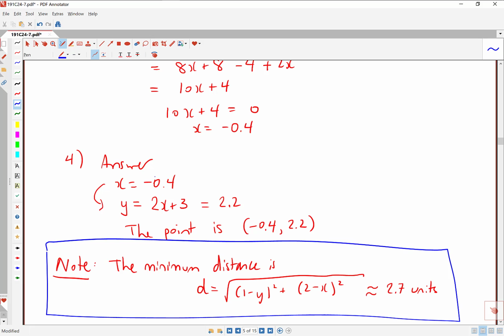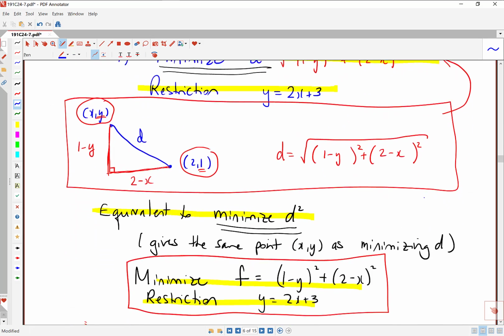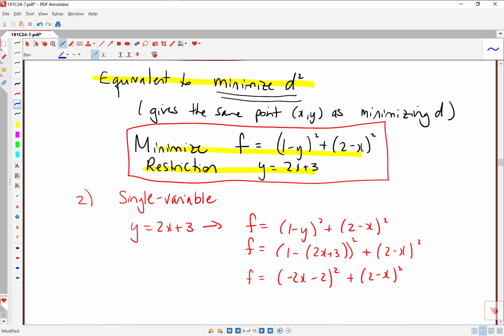So I think the biggest takeaway from this problem, something that was pretty unique here, was this idea that we decided to minimize d squared. So I'll just scroll to that relevant part here. We decided it's equivalent to minimize d squared. Making d squared as small as possible forces d to be as small as possible.